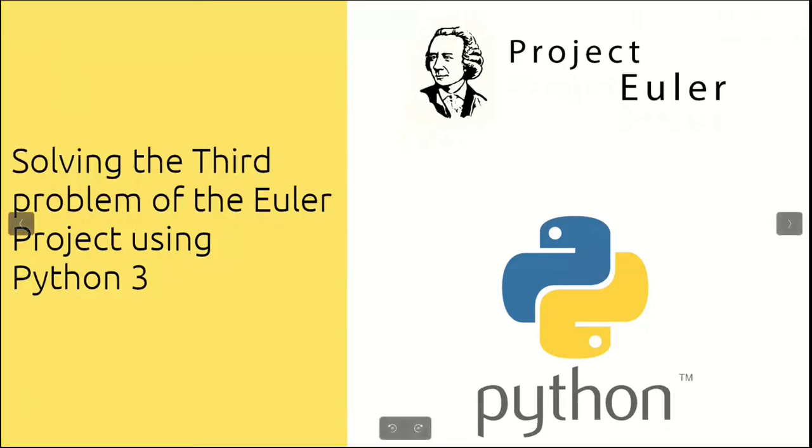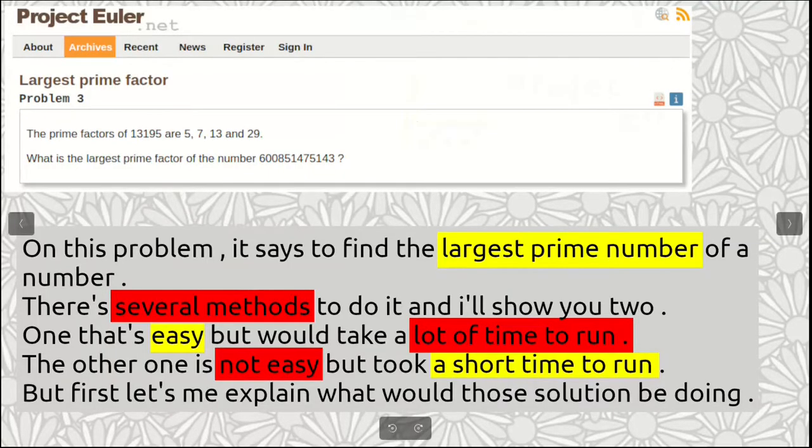So in today's video we're going to solve the third problem of the Euler project using Python 3, okay? So this is a quick video. We are going to solve this problem. In this problem they asked us to calculate the prime factors of a big number, okay?